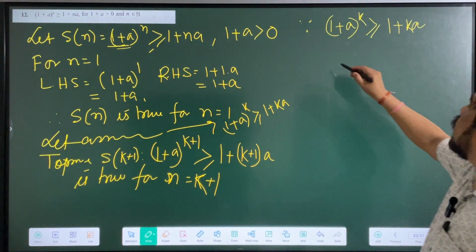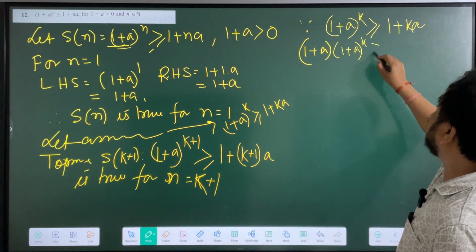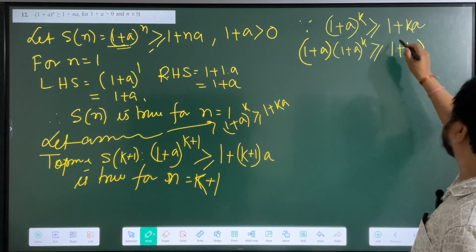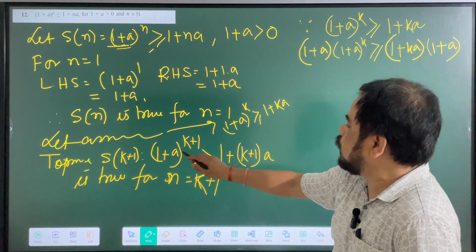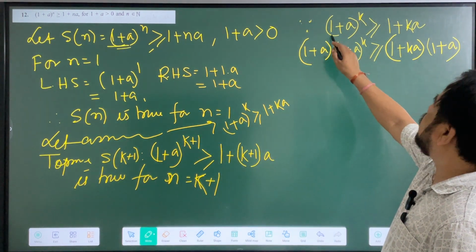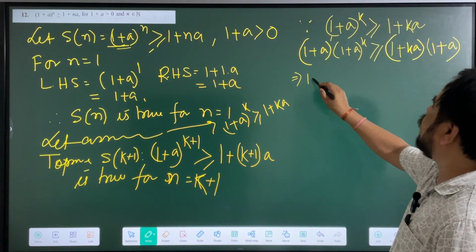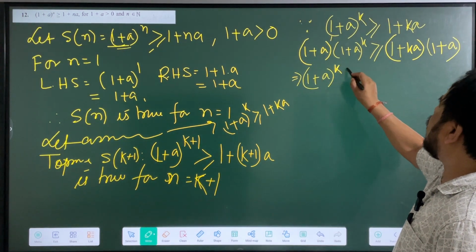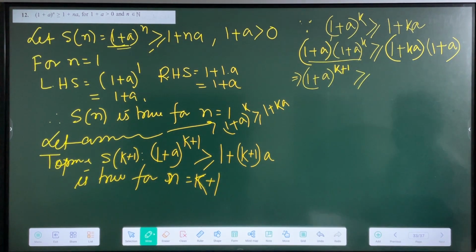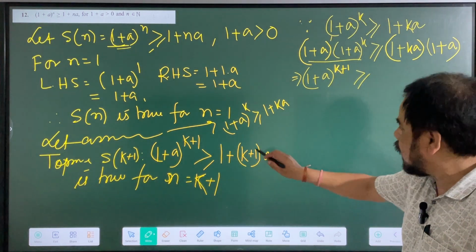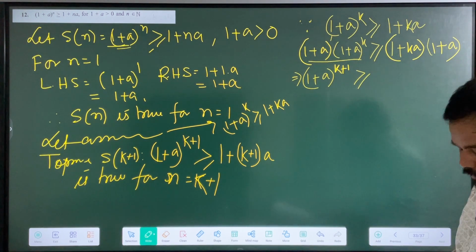Then we will multiply both sides by 1 plus a. Why will we multiply by 1 plus a? Because on the left hand side we have 1 plus a to the power k, and multiplying by 1 plus a to the power 1, we get 1 plus a to the power k plus 1. I hope you understand this. On the right hand side you have to do the calculation. Here 1 plus k plus 1 into a. So we will see what we get here.